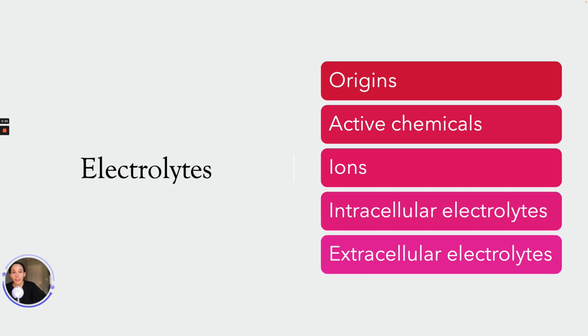Intracellular electrolytes are potassium, magnesium, sulfate, and phosphate, and the most dominant cation is potassium, while the most dominant anion is phosphate.